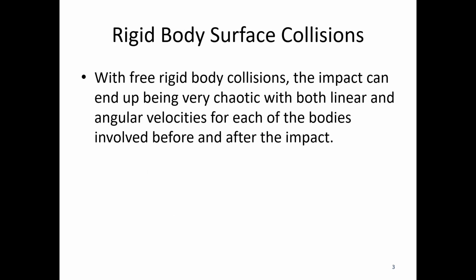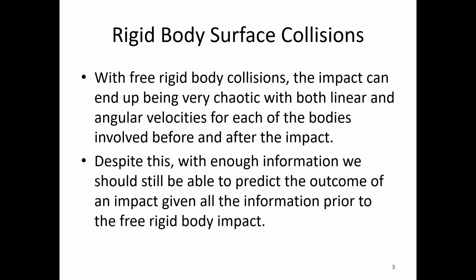All right, so with free rigid body collisions, the impact can end up being very chaotic, with both linear and angular velocities for each of the bodies involved before and after the impact. So it's a lot to keep track of. Despite this, with enough information, we should still be able to predict the outcome of an impact, given all the information prior to a free rigid body impact.